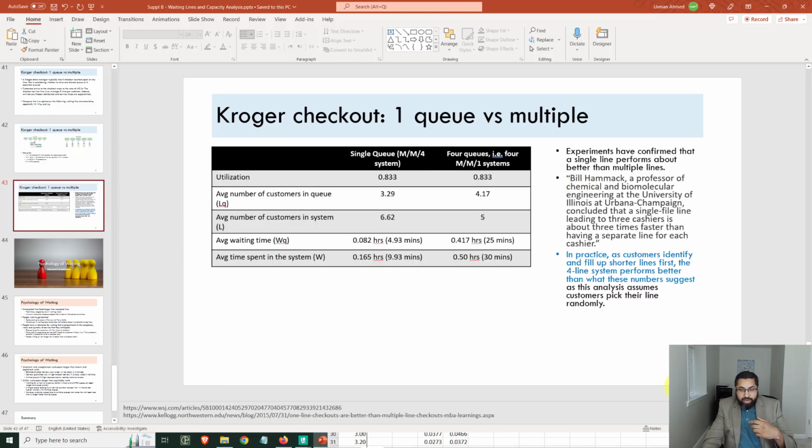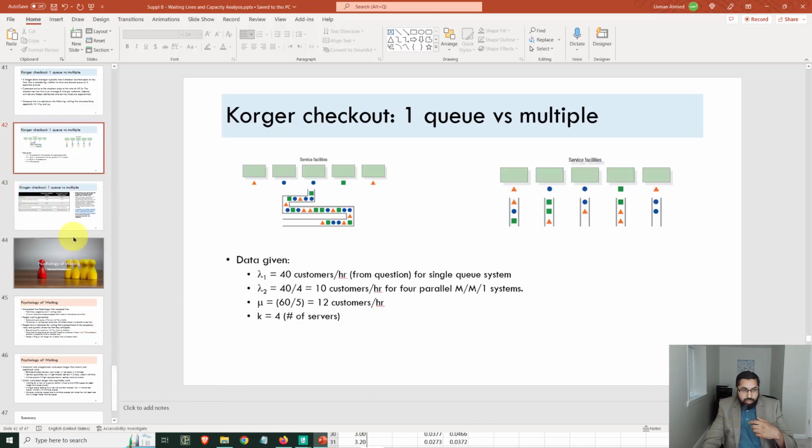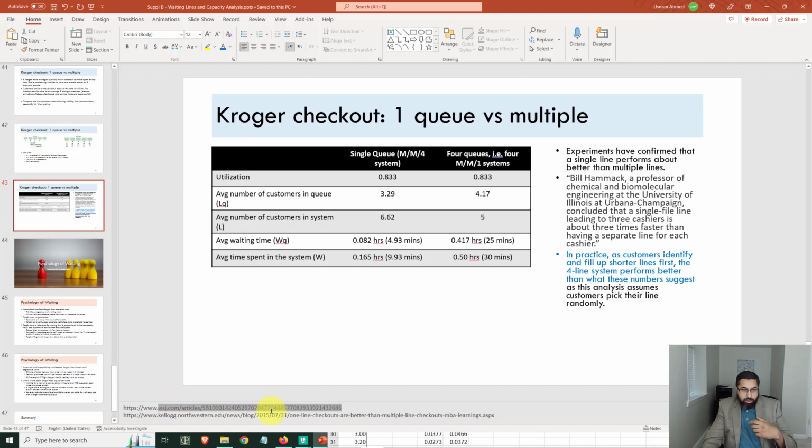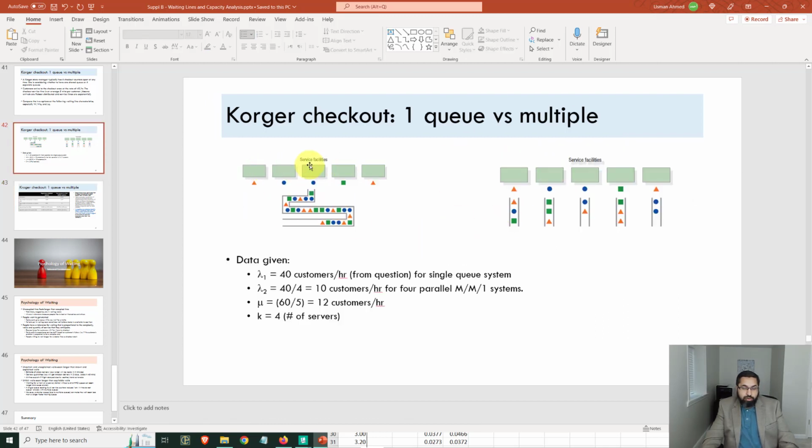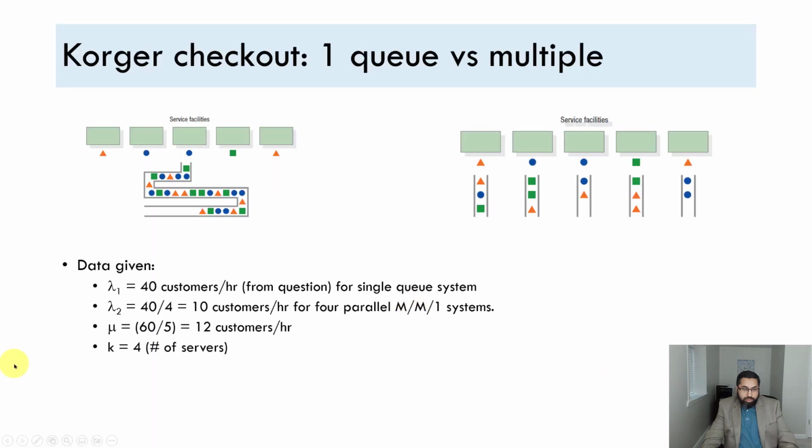And the experiment showed, you can read this article, the WSJ article, which is linked in the notes of the slides for details. And the experiment shows that there was a 3x improvement in reducing the time people spend in the system if you have one queue feeding multiple servers. So this system is so much more superior. Okay, so this wins hands down.